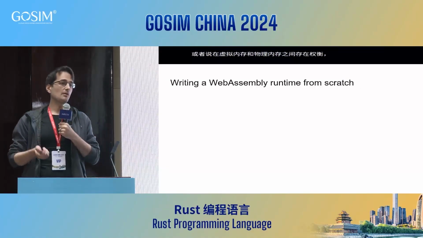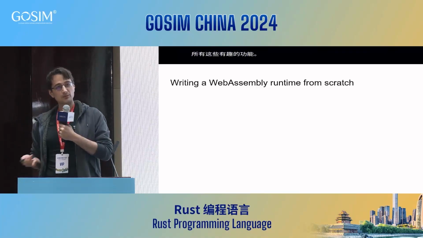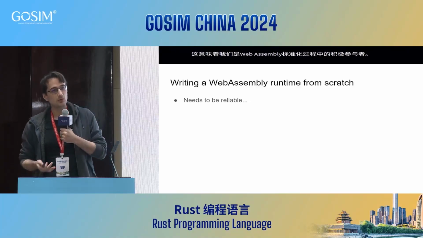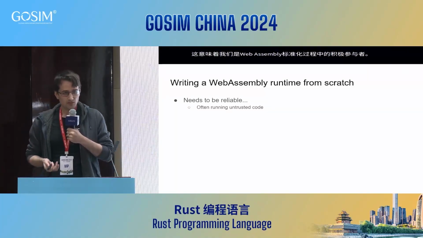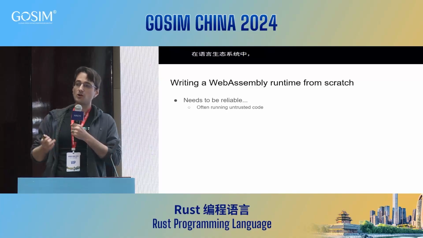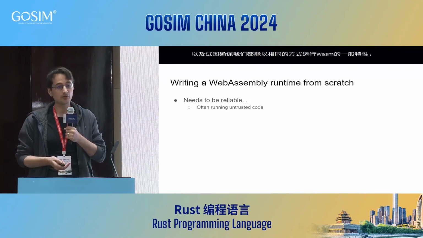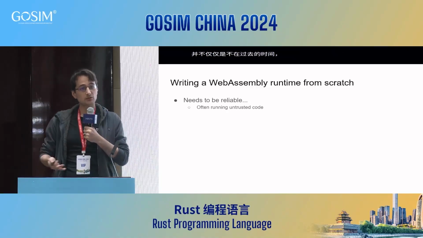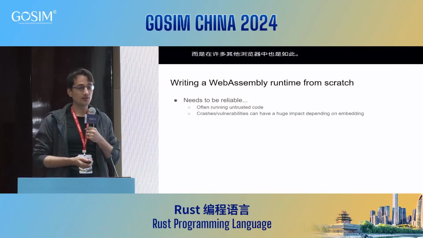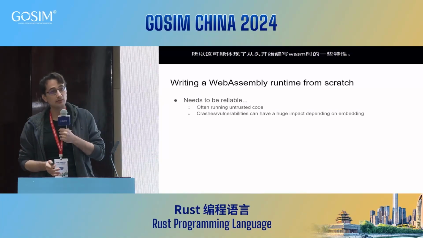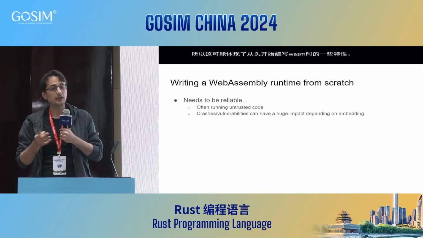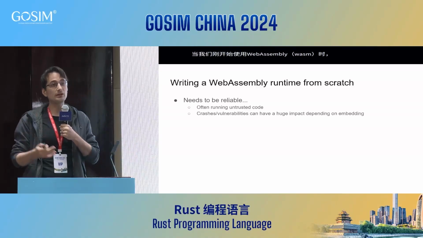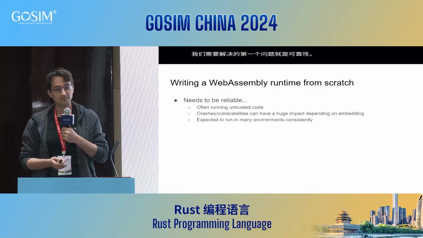So there's some interesting properties of when you want to write a WASM runtime from scratch, as we were facing when we first started WASM-Time. One of the first things we need is we want it to be reliable. We're running untrusted code. We don't necessarily always know where these WASM functions are coming from. So when we run them, they need to be reliably running as the WASM spec intends without any bugs or crashes. Depending on the actual embedding involved here, a crash or a vulnerability can have a huge and outsized impact, which further means we need to be as reliable as possible.